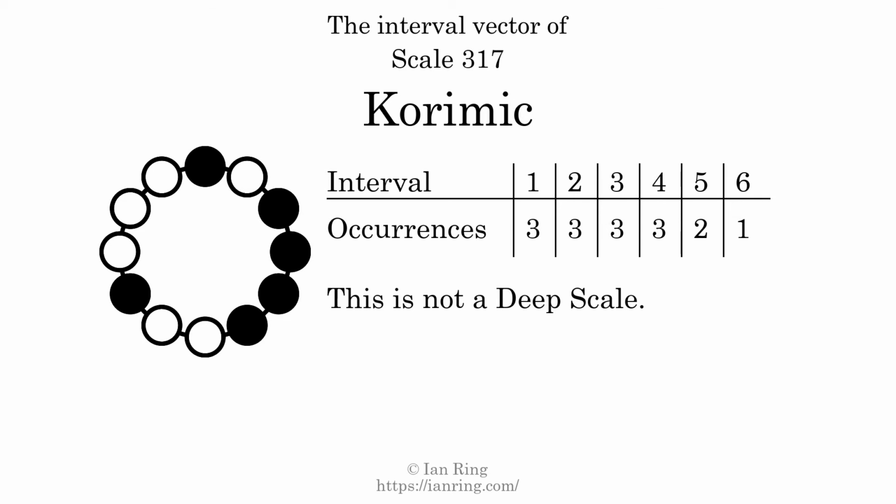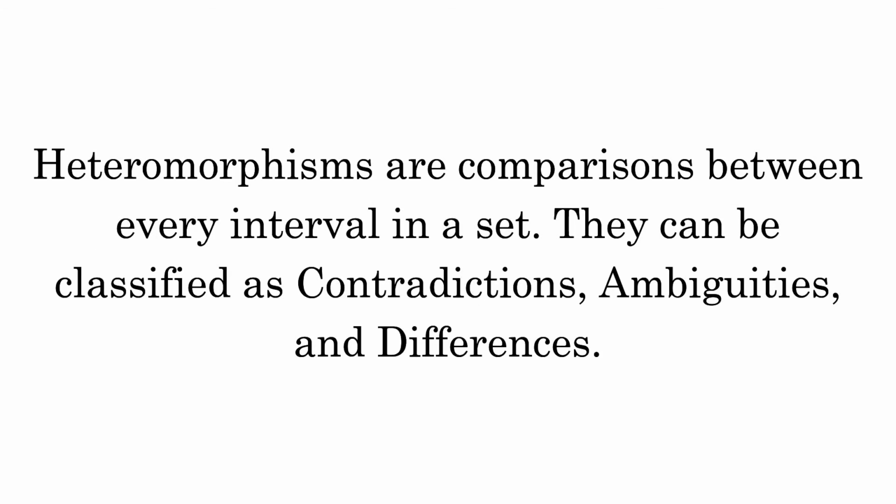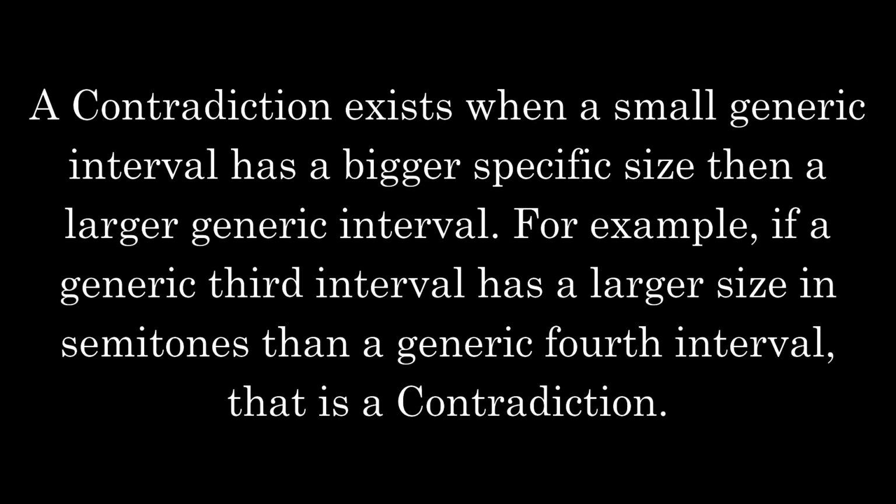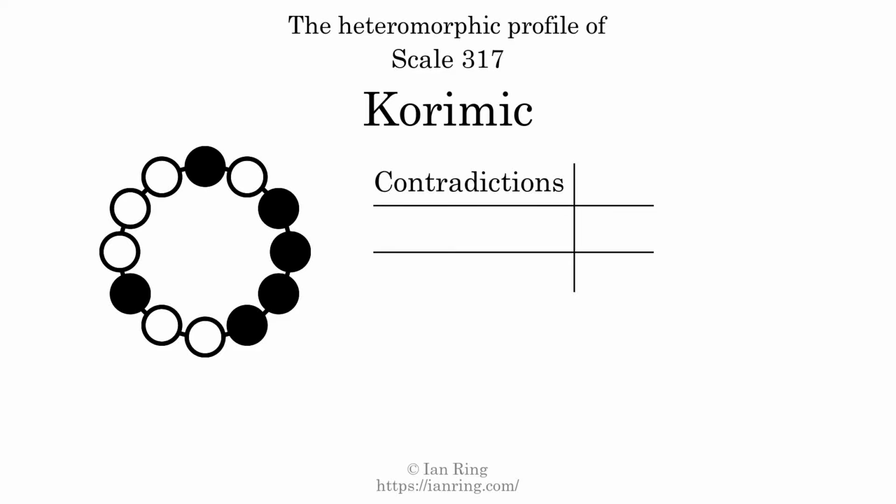a deep scale. Heteromorphisms are comparisons between every interval in a set. They can be classified as contradictions, ambiguities, and differences. A contradiction exists when a small generic interval has a bigger specific size than a larger generic interval. For example, if a generic third interval has a larger size in semitones than a generic fourth interval, that is a contradiction. The number of contradictions in this scale is 29.